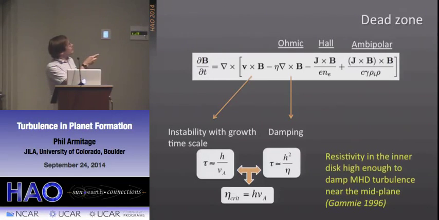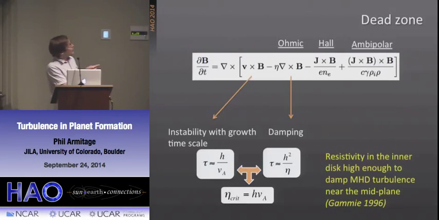this ideal MHD regime where we have linear instability of weak fields with a particular growth time. And so if we consider a scale h, that growth time is of order that scale divided by the Alfvén speed for the magnetic field we're considering. So that would be the linear growth time for an initially non-turbulent disk threaded by a weak vertical magnetic field.